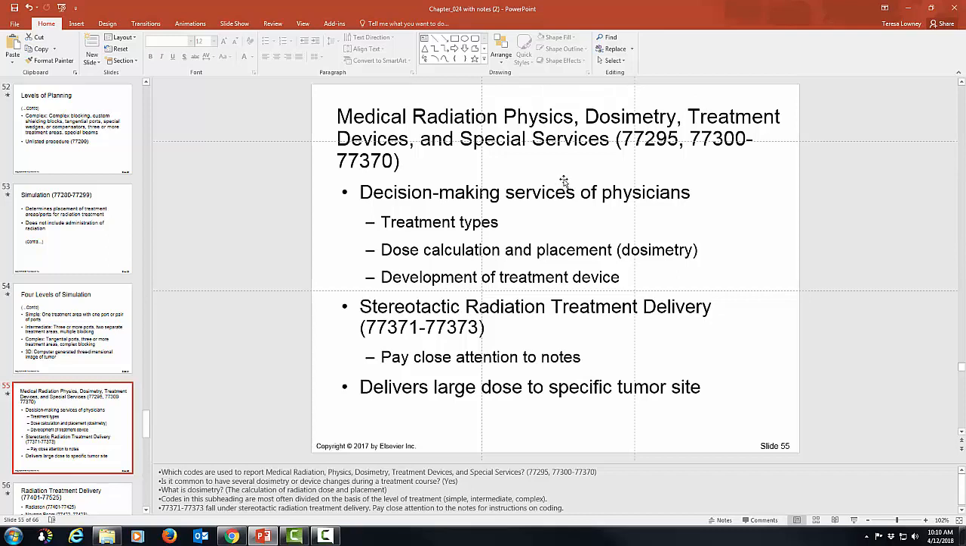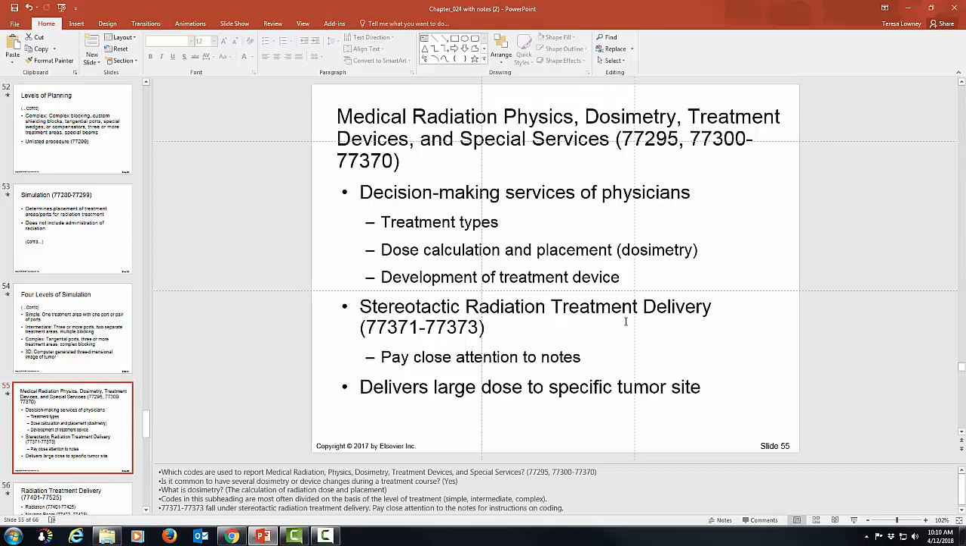Medical radiation physics, dosimetry, and treatment devices and special services. These are all decision-making services of the physicians. He's going to decide the treatment. He's going to talk about dose calculation and placement and development of the treatment device.